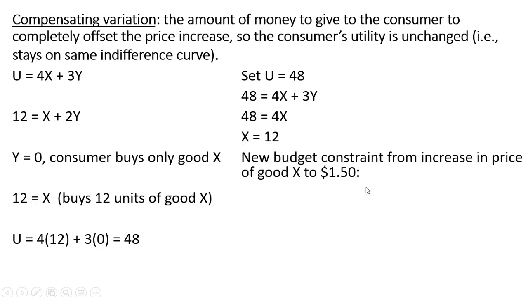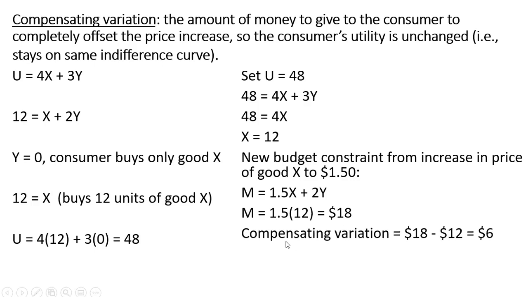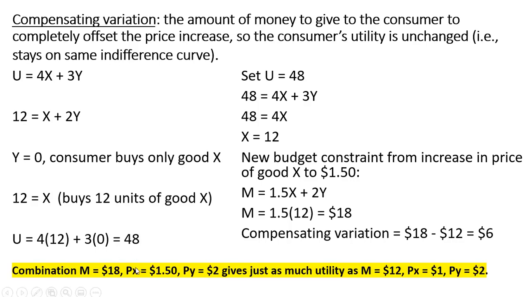Now we will get the new budget constraint from the price increase of good X to $1.50. And we're going to plug 12 in for X and solve for M. M equals 18. So the compensating variation here is going to be $6, the amount of money to give the consumer to completely offset the price increase. So in other words, this combination of having $18 and the higher price of good X gives just as much utility as having only $12 of income and the lower price of good X. So the compensating variation is the difference in M here.